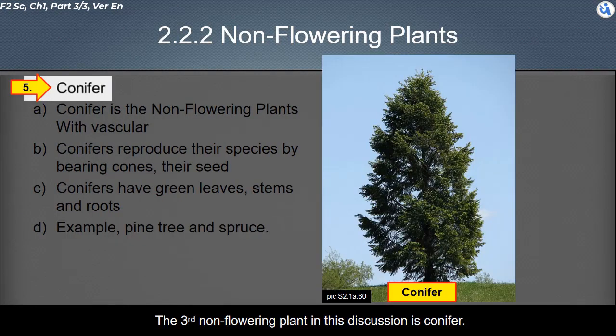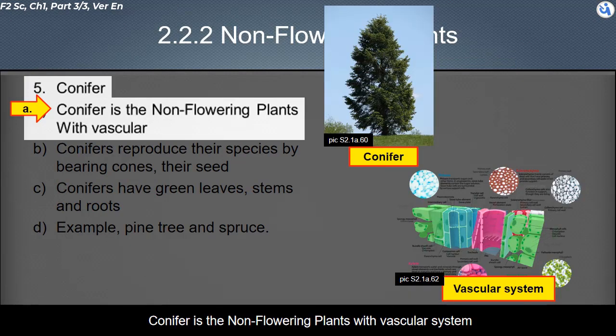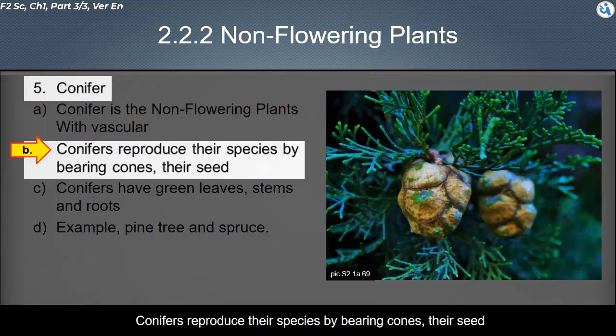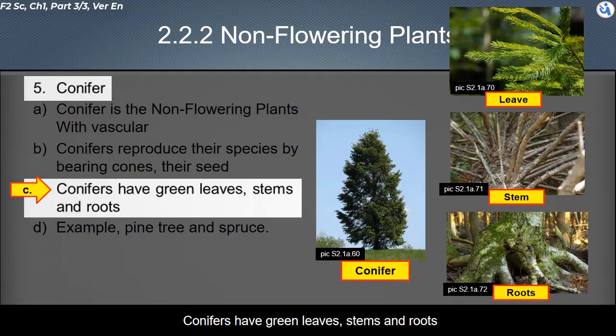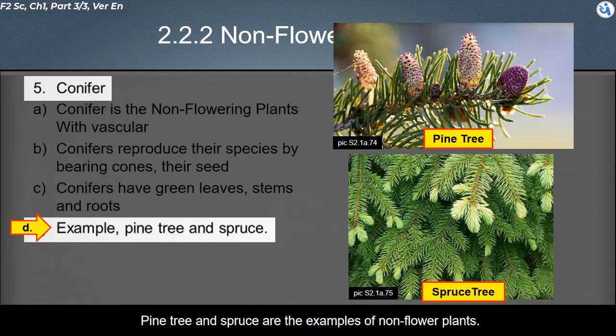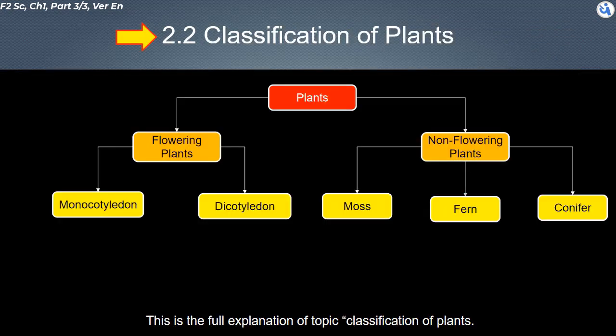The third non-flowering plant in this discussion is conifer. Conifer is the non-flowering plant with a vascular system. Conifers reproduce their species by bearing cones, their seeds. Conifers have green leaves, stems, and roots. Pine tree and spruce are examples of non-flowering plants. This is the full explanation of the topic, classification of plants.